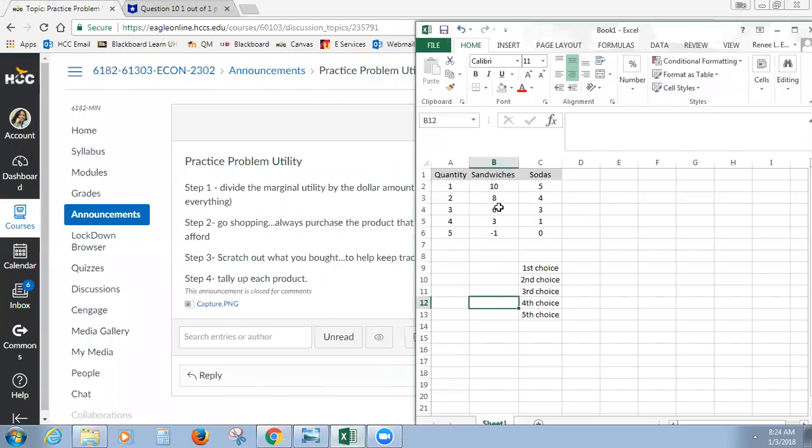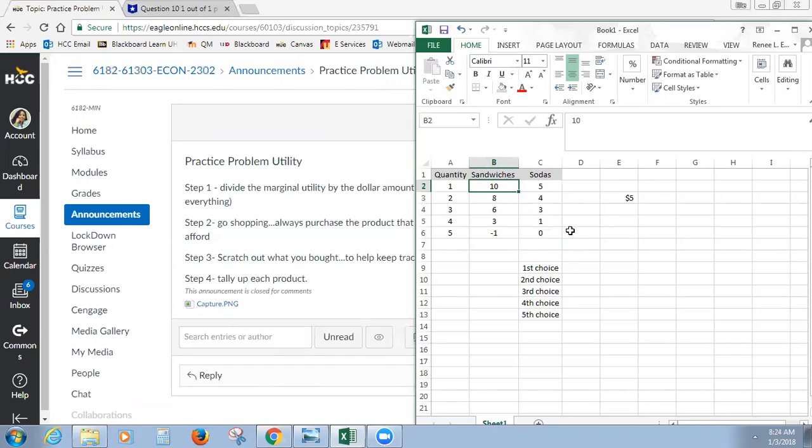So what I mean by that is, the very first step we're going to do is look at these marginal utilities. The very first sandwich brings you 10 utils. The soda brings you 5. We know that I have $5 to spend, and I know that the price of each is $1. So you would go through the marginal utility and divide everything by the dollar amount. Luckily, we just have the number 1. So these are now the marginal utilities per dollar per sandwich.